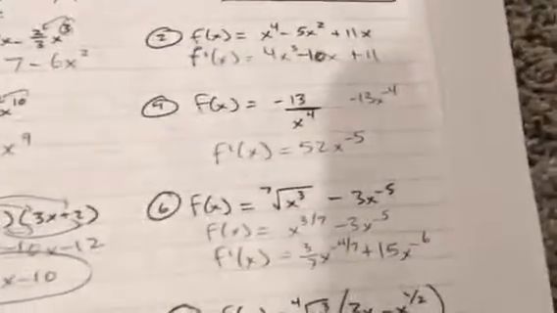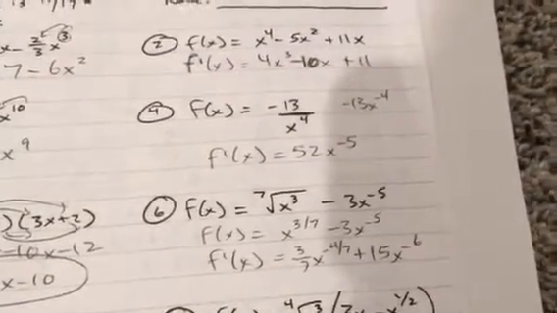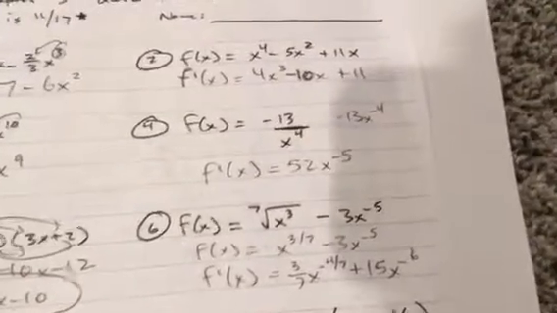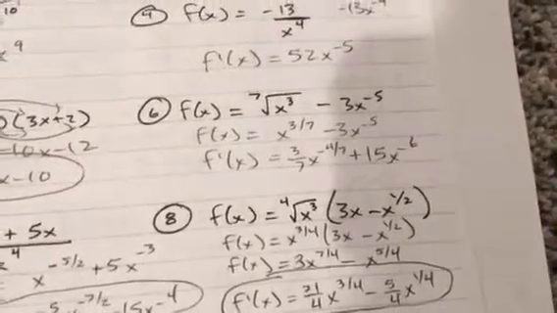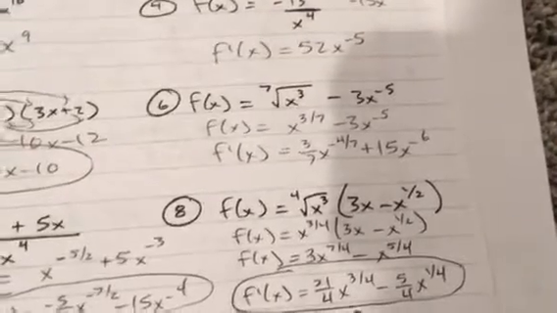Okay, guys, in 4, write f of x as first, negative 13x to the negative fourth. Bring the power down, subtract 1. You can FOIL number 5 really quickly, then take the derivative. Just rewrite number 6 here, fraction of exponents, and take the derivative.